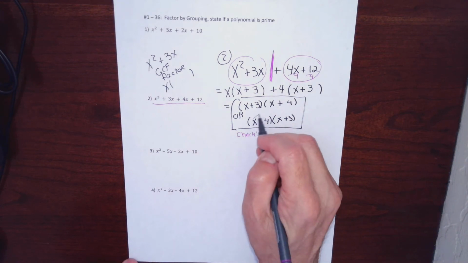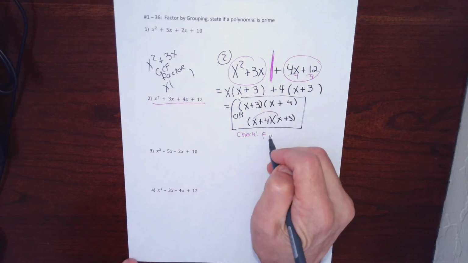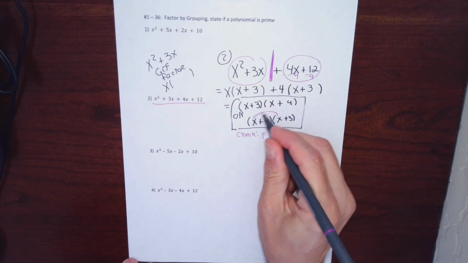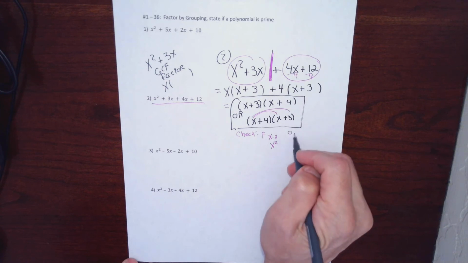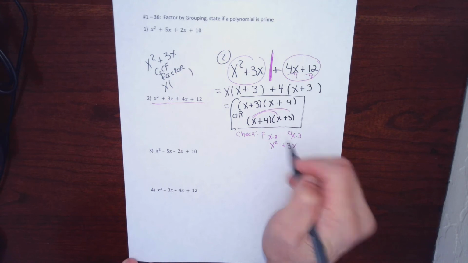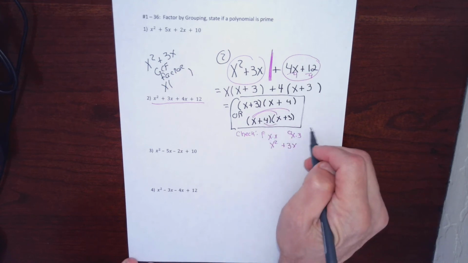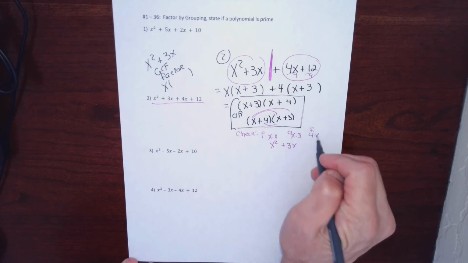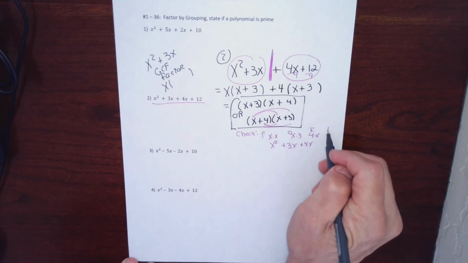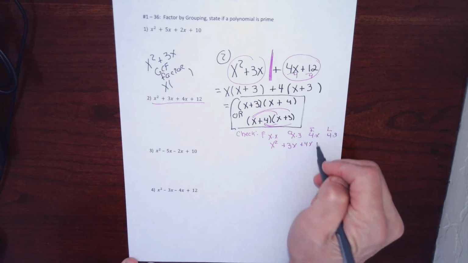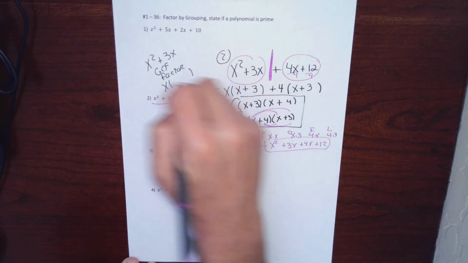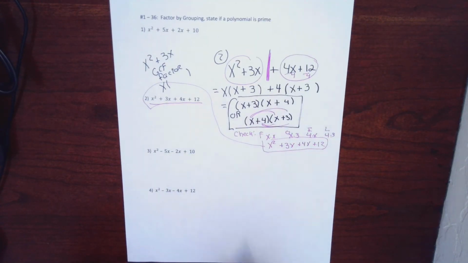I'm going to multiply the firsts, which are x times x, which give me an x squared. I'm going to multiply the outers, which are x times 3, and that's a positive 3x. I'm going to do the inners. That's a 4 times x. That's a positive 4x. And I'm going to do the lasts. That's a 4 times 3. That's a positive 12. Because that identically matches the original problem, I'm going to say my factoring is correct.